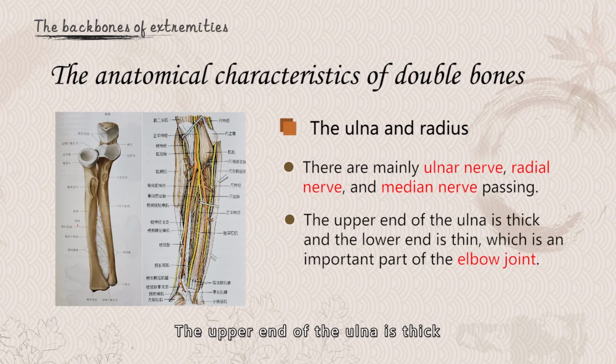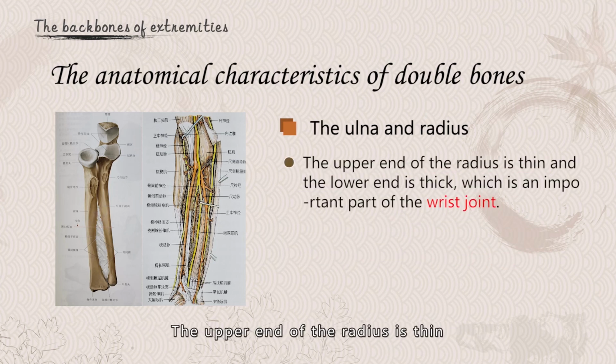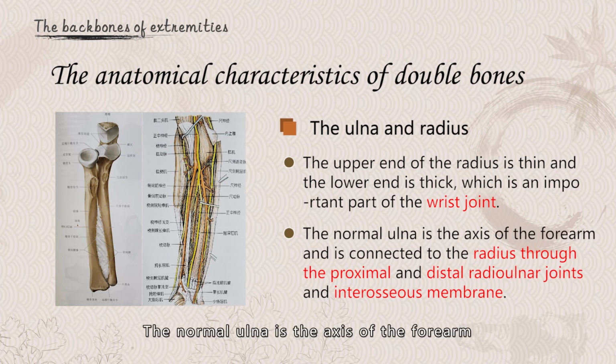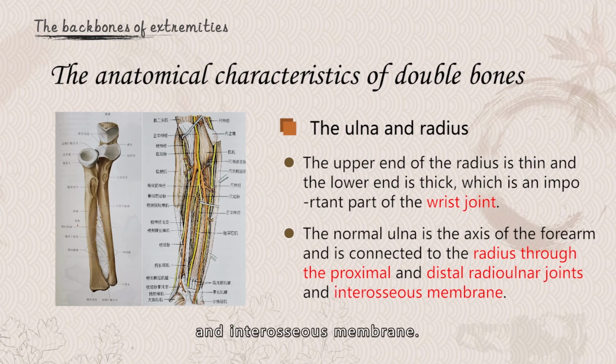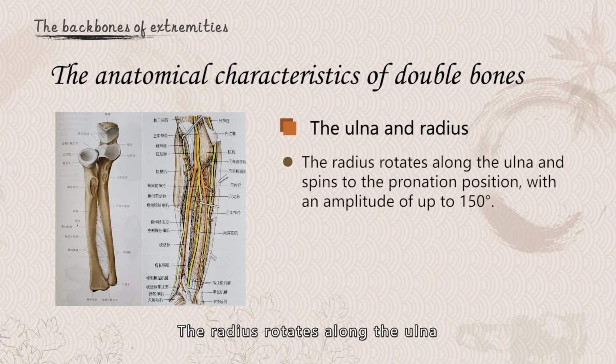The upper end of the ulna is thick and the lower end is thin, which is an important part of the elbow joint. The upper end of the radius is thin and the lower end is thick, which is an important part of the wrist joint. The normal ulna is the axis of the forearm and is connected to the radius through the proximal and distal radioulnar joints and the interosseous membrane. The radius rotates along the ulna and spins to the pronation position with an amplitude of up to 150 degrees.